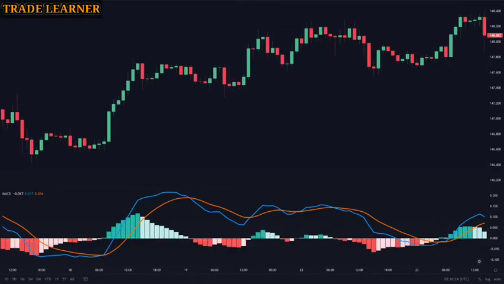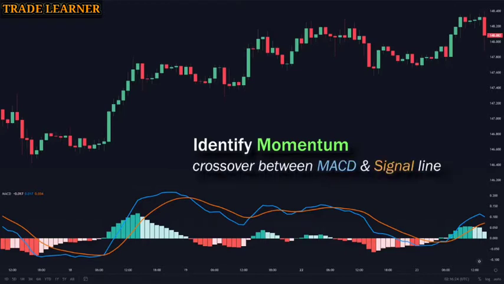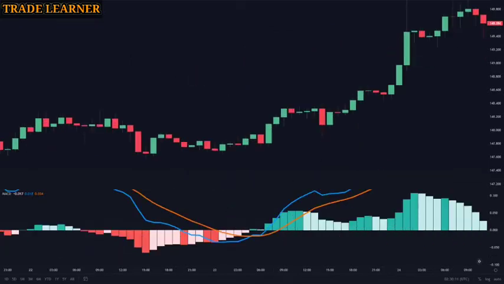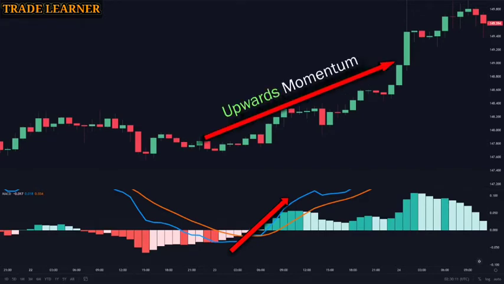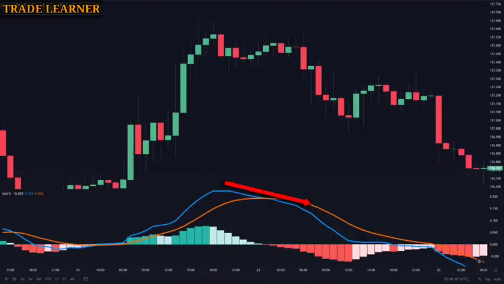Now, the way traders utilize this indicator to identify momentum is by looking at the crossover between the MACD line and the signal line. Let me show you an example. If the MACD line crosses above the signal line, it indicates that the market is on an upwards momentum. And if it crosses below, it indicates that the market is on a downwards momentum.